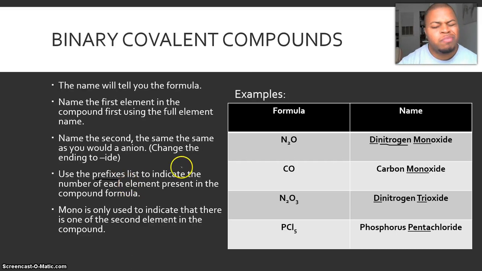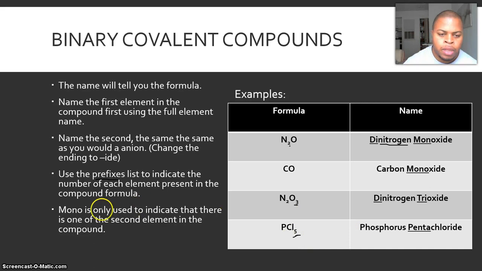Each prefix, most of them you'll be somewhat familiar with, but you just want to pay attention to however many of that element there are, and that's the prefix you're going to use. So in this case, di, because I have two. Tri, because I have 3 oxygen here. Pent, because I have 5 chlorines.